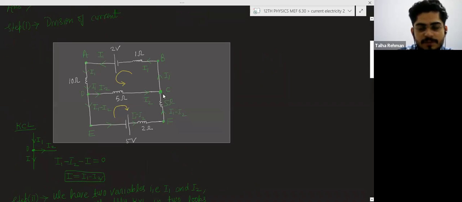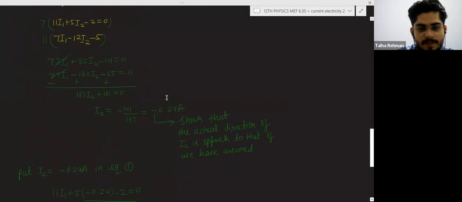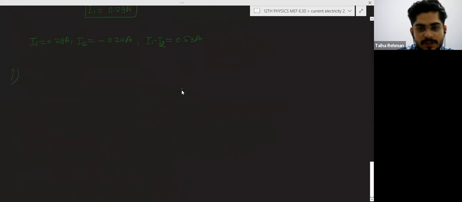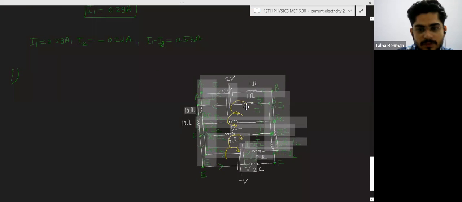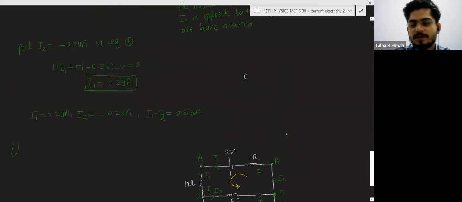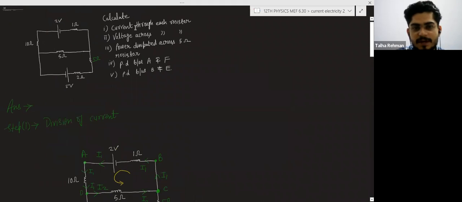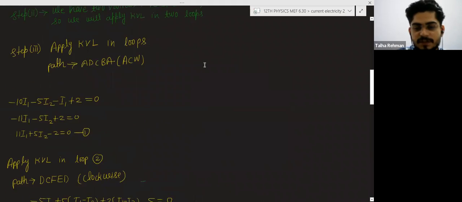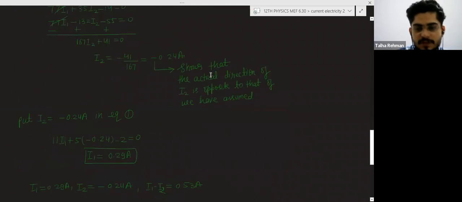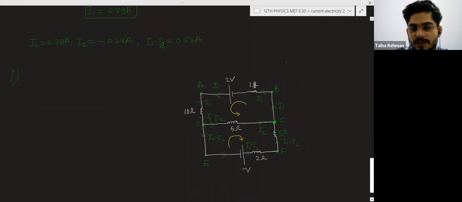Now this question becomes very easy if we have all the things. In the first part, they are asking for the current through each resistance. So each resistance means the current in 1 ohm, 10 ohm, 5 ohm, 2 ohm, and this 5 ohm.